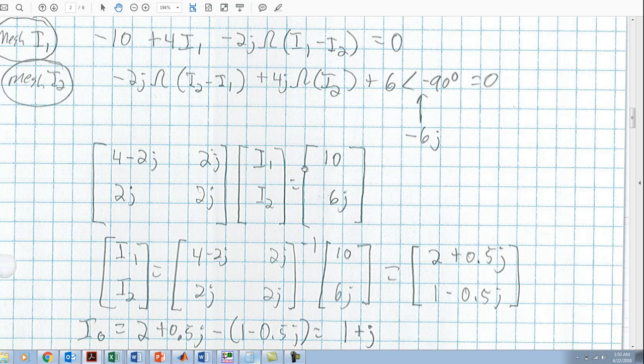We're going to put these into this array form, coefficient over here, constant on the right-hand side, multiplied by I1 and I2. And then in our second equation, our I1 coefficient is just going to be negative 2j times the negative 1, so positive 2j. And then our I2 coefficient, we have negative 2j plus 4j, so that's going to work out to positive 2j.